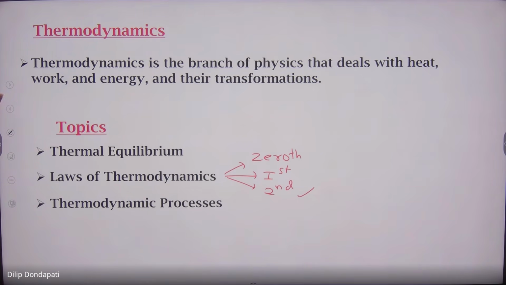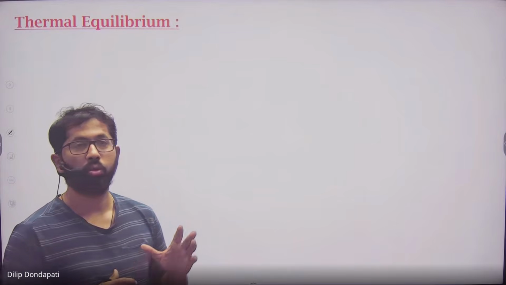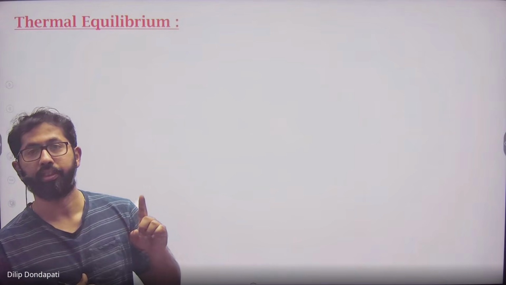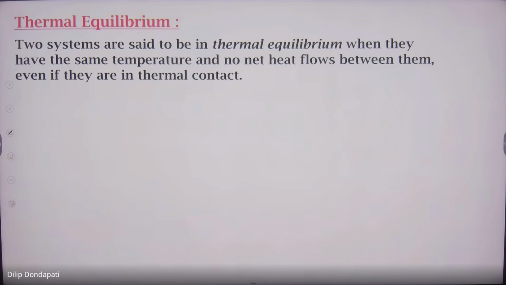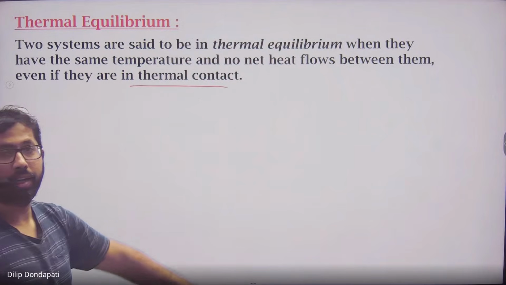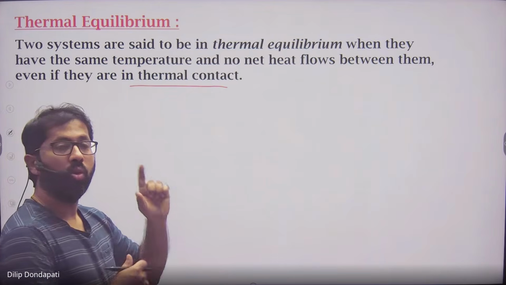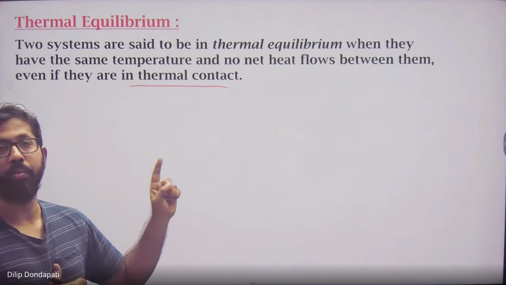Okay. Now, first one we're studying. You know thermal equilibrium means two bodies are in thermal equilibrium when the two bodies have the same temperature. That is the important thing. Two systems are said to be in thermal equilibrium when they have the same temperature and no net heat flows between them, even though they are in thermal contact. That means if the heat is not flowing, nothing but temperature is constant.